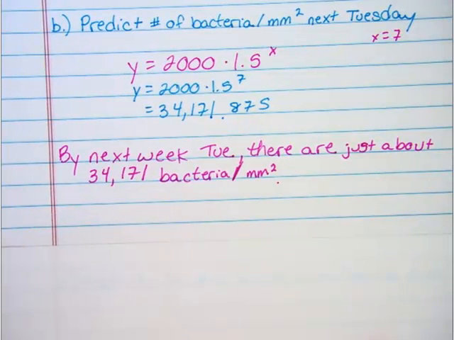Okay, so dealing with my independent variable, which is that 7, that's the next week Tuesday part. Don't say 7 days later. What does it actually mean? That's that Tuesday. There are going to be exactly the number of bacteria we have. I do not quite have 34,172 bacteria. It's really close, but I'm not quite there yet.